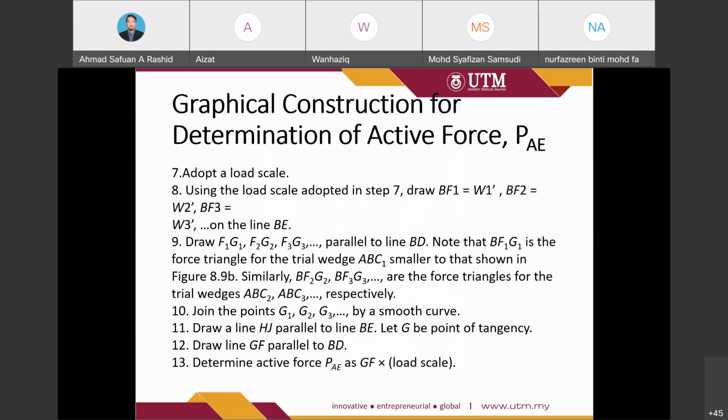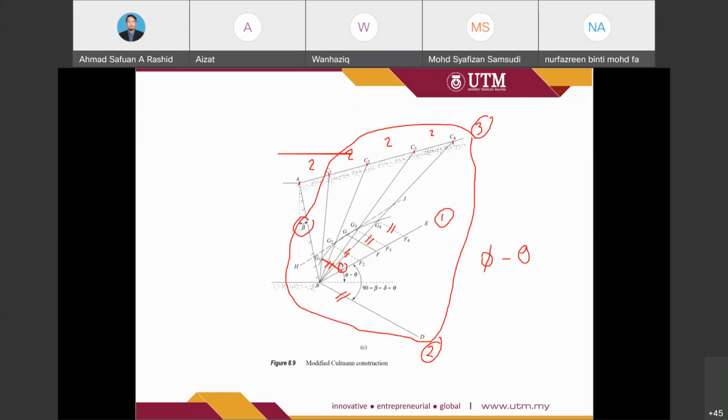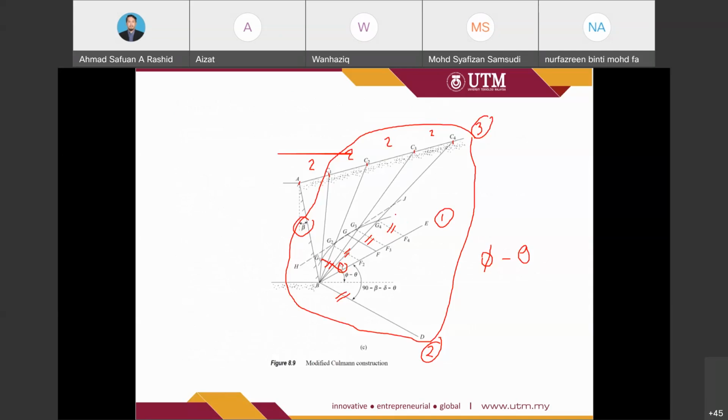Join the points G1, G2, and G3 by a smooth curve. Maybe you can use a plastic ruler that can be curved. So you join all the points using a plastic ruler. So we obtain step number 10.